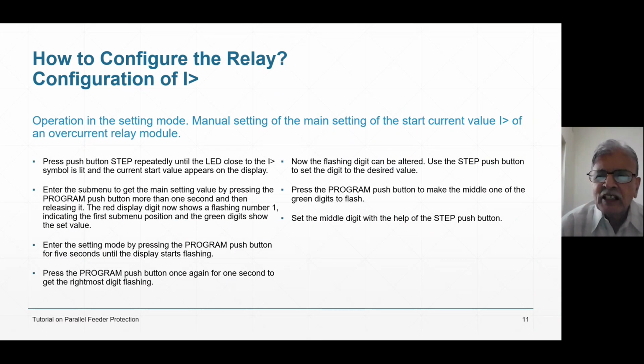So this I avoid reading because it is a little cumbersome. It is a manual operation. But if you use a computer, what do you have to do? You want to set the current equal to 1.5 ampere. Just write 1.5 and the relay is set for 1.5.